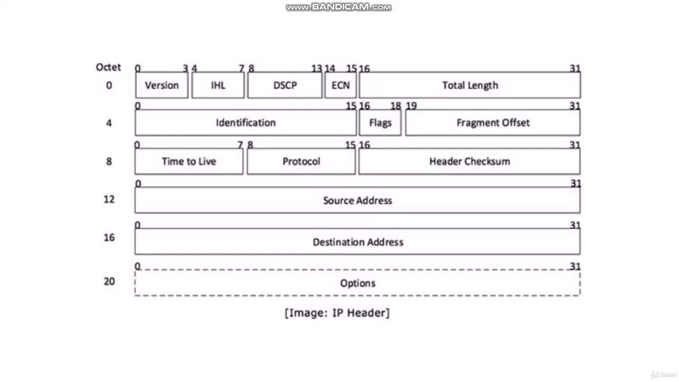The fragment offset. This offset tells the exact position of the fragment in the original IP packet.